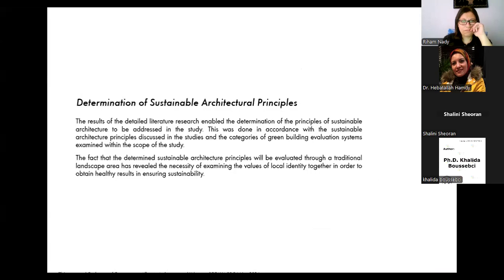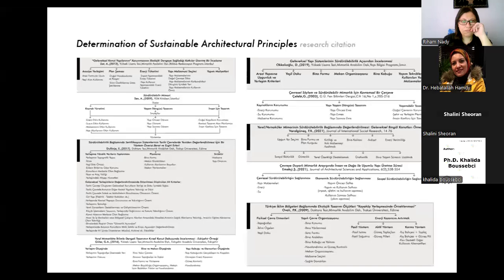The results of the detailed literature research enabled the determination of the principles of sustainable architecture to be addressed in the study. This was done in accordance with the sustainable architecture principles discussed in the studies and the categories of green building evaluation systems examined within the scope of the study. Here we see the research citation list, which is examined in the scope of the study.